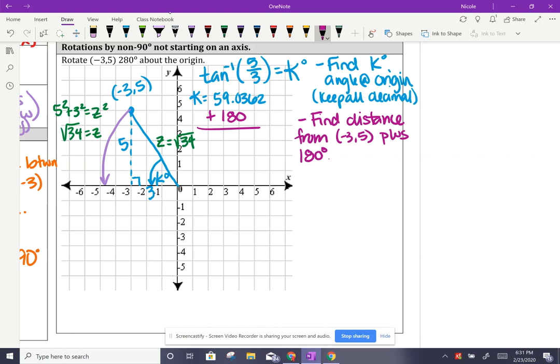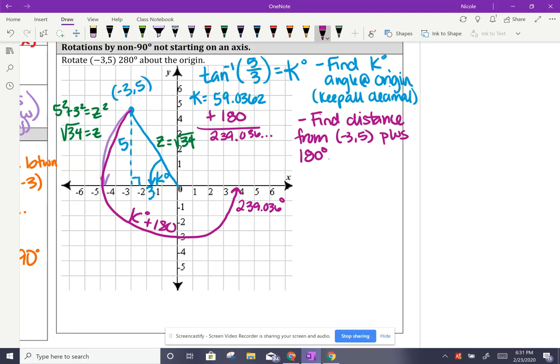And that means I've moved a total of 239.036, yada, yada, yada. So I've moved that far around the circle if I add another 180 degrees. So if I move all the way over here, this is 239.0 degrees of movement, which is K plus 180.